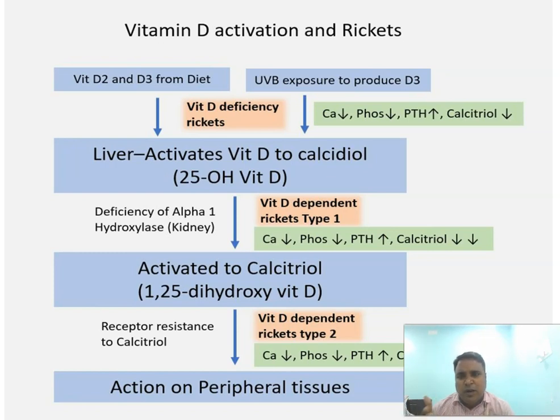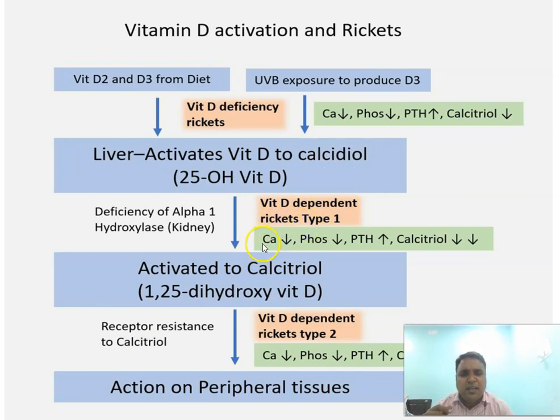Vitamin D2 and D3, and sun exposure to skin, UVB light exposure. Vitamin D deficiency occurs because of nutritional absorption defect. At this level, 25-hydroxy vitamin D formation occurs because of activation at the liver by the 25-hydroxylase enzyme. Then at the kidney, because of the activation by the 1-alpha hydroxylase enzyme, we are getting the activated form, 1,25-dihydroxy vitamin D. Suppose there is a defect in the 1-hydroxylase enzyme, then vitamin D dependent rickets type 1 we can get.